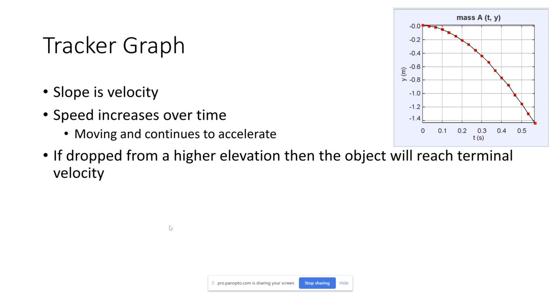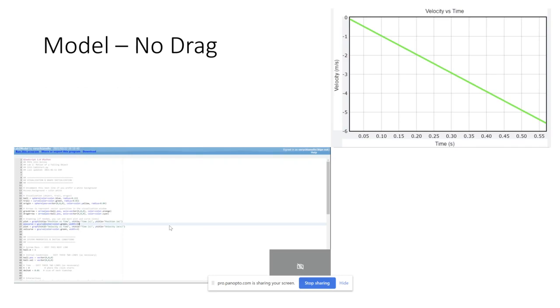So at the very beginning, the velocity slope is relatively flat, almost 0, but as time increases, the velocity of the object also increases and the slope gets steeper. If I drop the ball from a higher elevation, then the object will eventually reach terminal velocity, which is when acceleration is 0, and therefore the slope of the graph would be a constant.